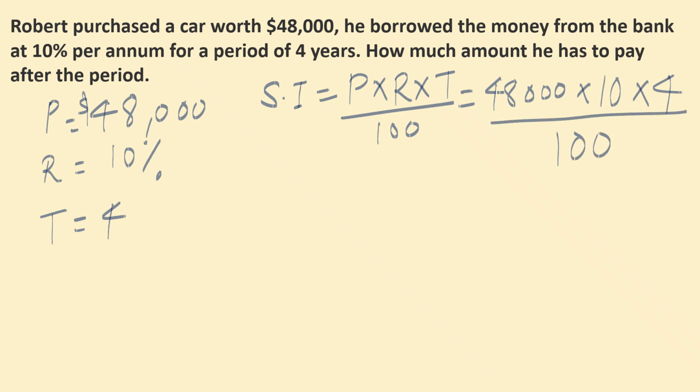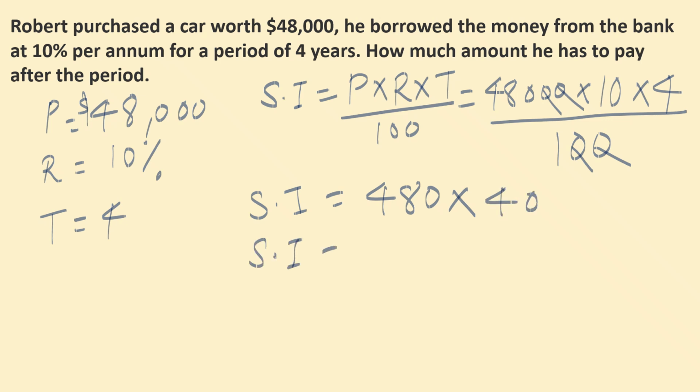Now we will do cancellations. After cancellation, this 0 gets cancelled out, this 0 gets cancelled out, so I will have 480 multiplied by 10 fours are 40. Now you multiply this 480 with 40, and your answer will come to $19,200. This is just the interest we have got.